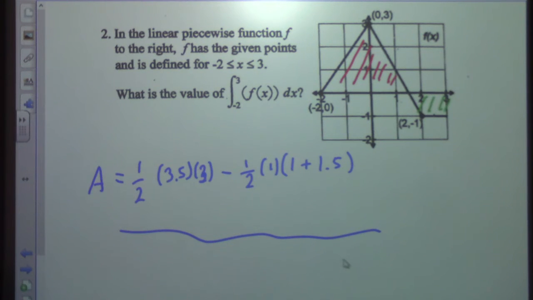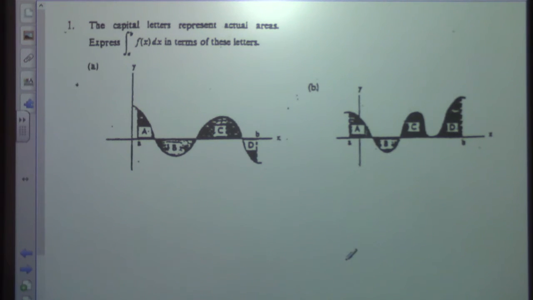Okay, next we come to number 1. Capital letters represent actual areas. Express the integral from A to B in terms of these letters. How would you write that? What is the answer? What is the integral for this going to be?